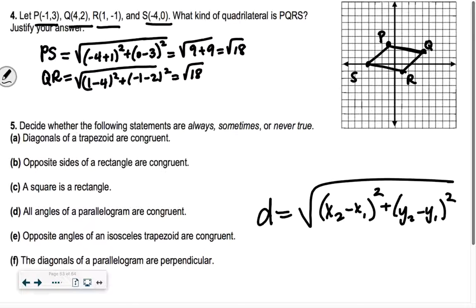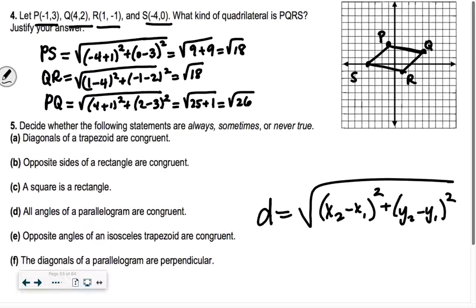Then I want to find the top, so let's do PQ. Same idea. So I do 4 minus a negative 1, so plus 1 squared, and then 2 minus 3 squared. So I get 5 squared, which is 25, plus 1, I get the square root of 26. Did you guys get that as well? I really thought it was going to be a rhombus. It's clearly not, is it? Is that what you got? Did I make a mistake? No? Okay.